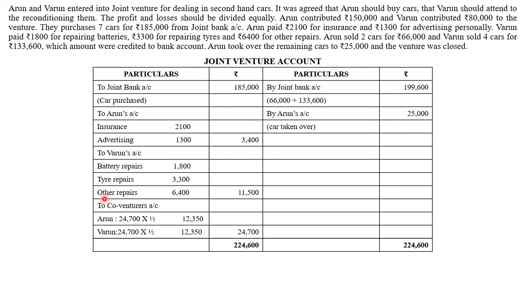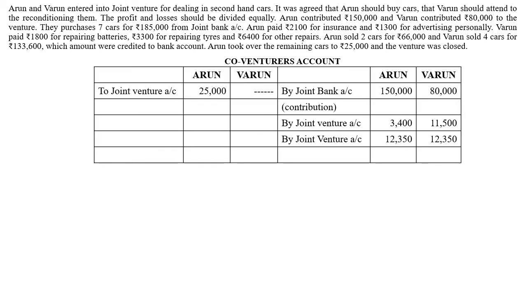This entry to co-venturers account means it is by joint venture. Now you can record this two joint venture account, because there it is by Arun's account, here it is two joint venture, and you have to write the amount in Arun's account only, because there you wrote it as by Arun. Varun's entry you have not passed. You passed only Arun's entry, right? So in Arun's column only, because you passed the Arun entry, it must come in the Arun column.